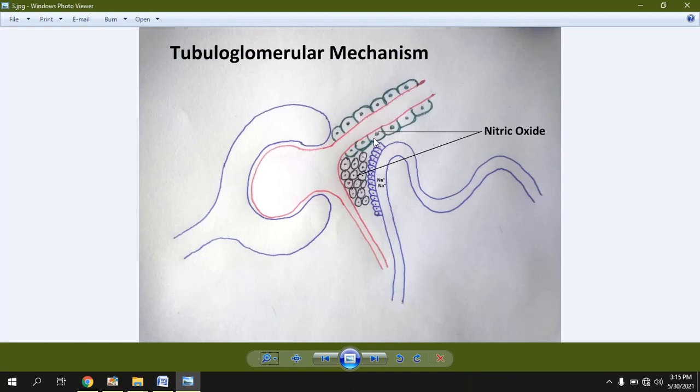So the diameter of the afferent arteriole will be decreased, and when the afferent arteriole is narrowed, what will happen? The GFR will be decreased eventually. Similarly, the juxtaglomerular apparatus is also responsible for the RAS system. I will show you in the next diagrams.